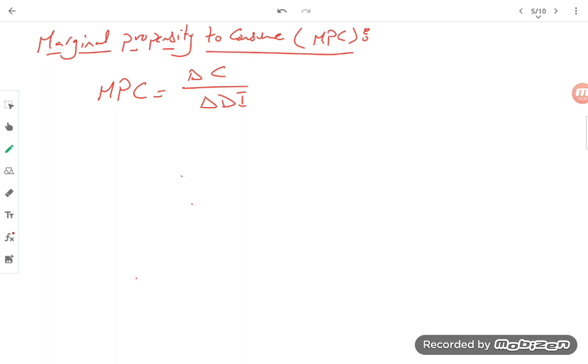What about savings? As we said that you are going to distribute your money income or your disposable income between savings and consumption. Savings also is a function of disposable income. So saving function shows the relationship between savings and disposable income.